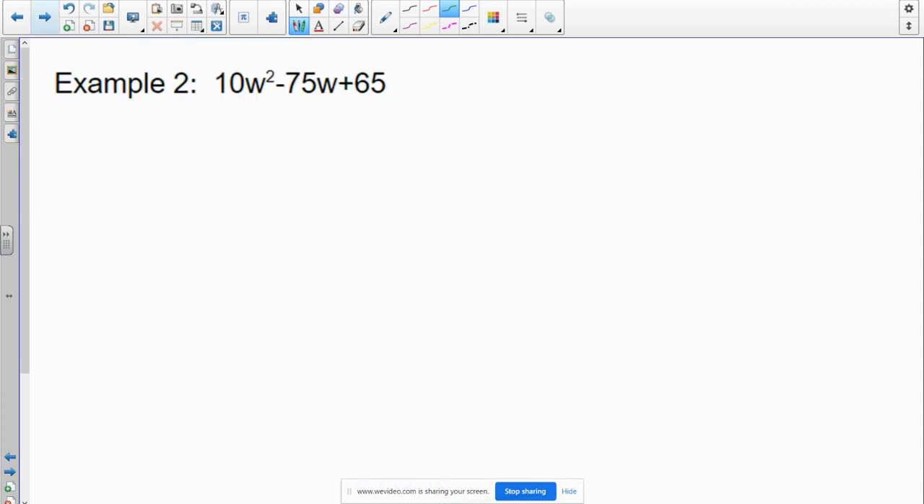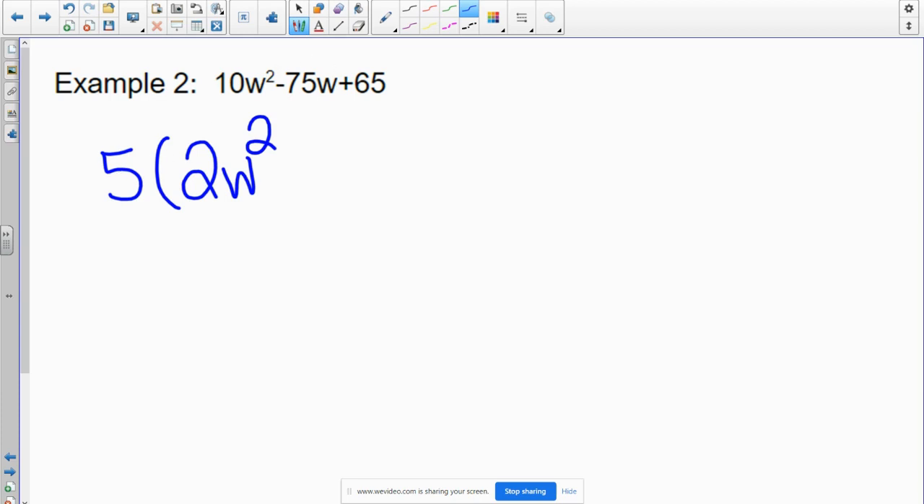Our next example is 10w squared minus 75w plus 65. Again, greatest common factor. And I can see that right away. They're all multiples of 5. So I'm going to guess my greatest common factor is 5. So I'm going to take that 5 out. So 10w squared divided by 5 leaves me with 2w squared.